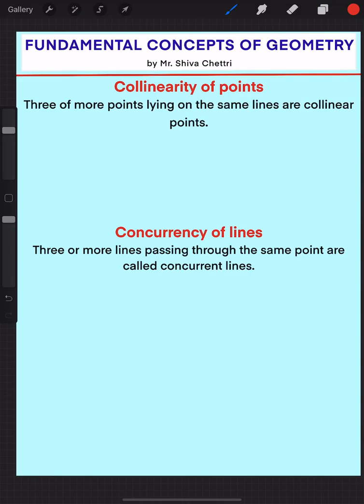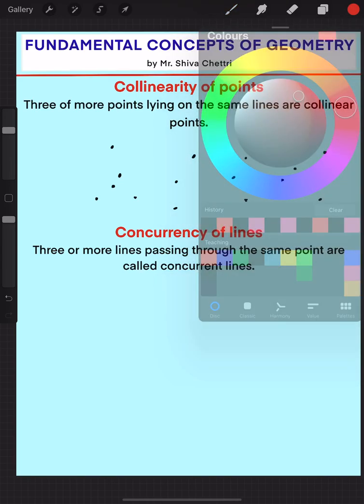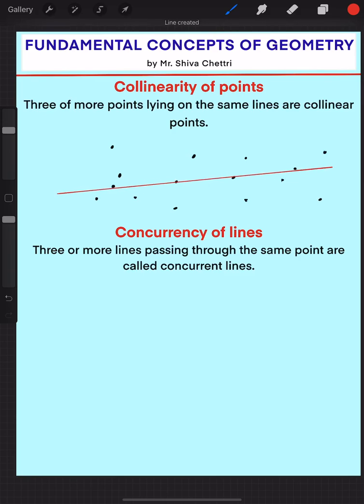So next we have collinearity of points. What is meant by collinearity? Three or more points lying on the same line are called collinear points. Suppose we have many dots. If you want to make a straight line, I can easily see that this line can be connected with all dots. Suppose these are A, B, C, D. So this is a line L. Line L has 4 points. That means 4 points lie on this same line, so they are collinear, because 3 or more points are lying on the same line.